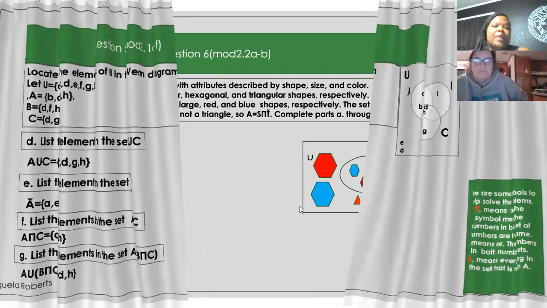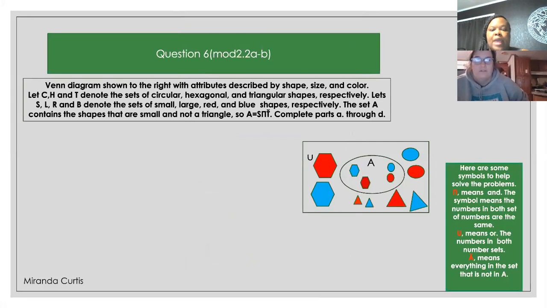Okay. Miranda, question 6, mod 2.2, A and B. The Venn diagram shown to the right with attributes described by shape, size, and color. Let C, H, and T denote the sets of circular, hexagonal, and triangular shapes, respectively. Let S, L, R, and B denote the sets of small, large, red, and blue shapes, respectively. The set A contains the shapes that are small and not a triangle. So A equals S or T, complete parts A through D. So, but you will do A and B. Okay.